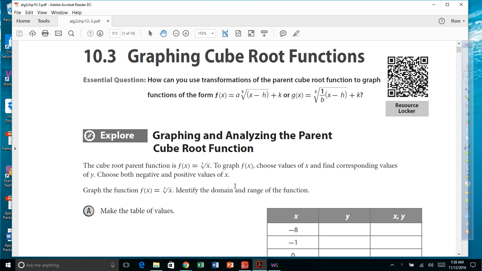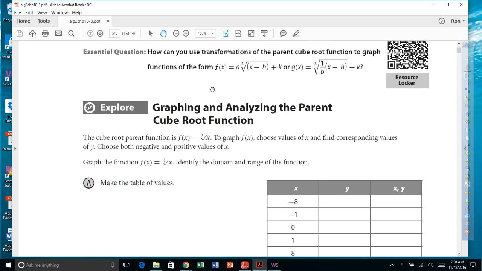Lesson 10.3, Graphing Cube Root Functions. Essential question: how can you use transformations of the parent cube root function to graph functions of the form f of x equals a times the cube root of x minus h plus k, or g of x equals the cube root of 1 over b times x minus h plus k?